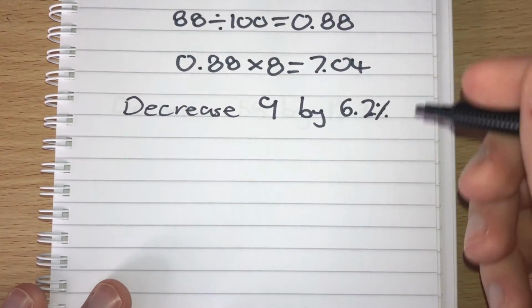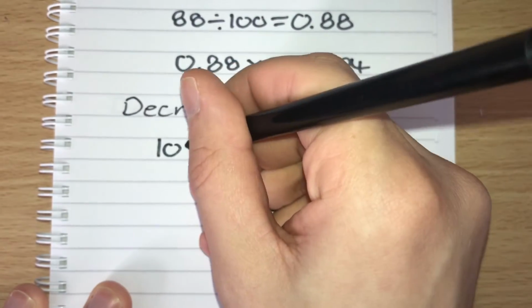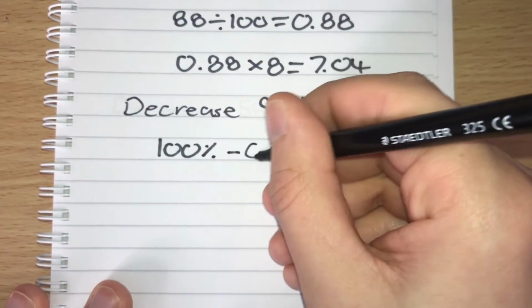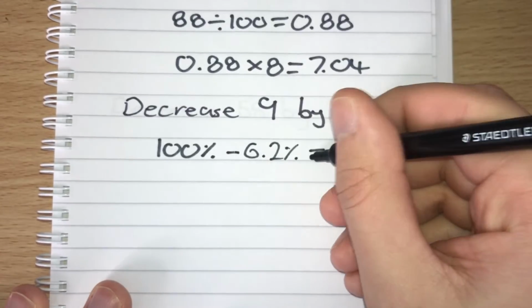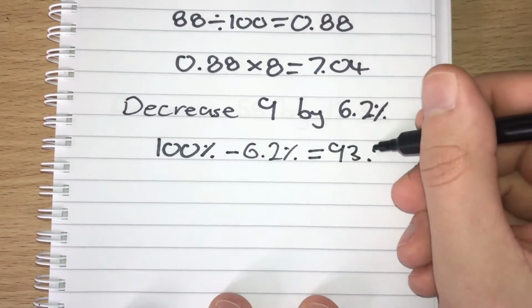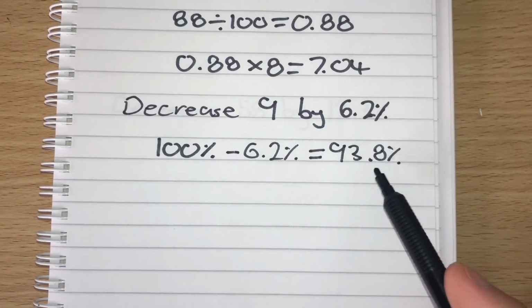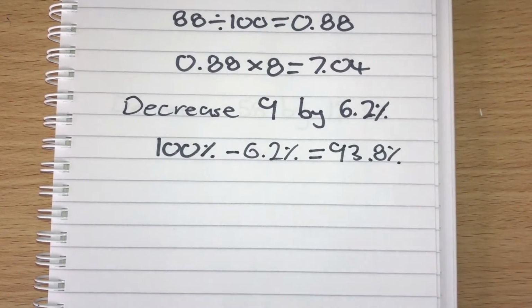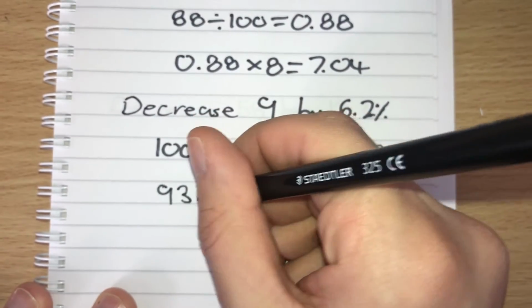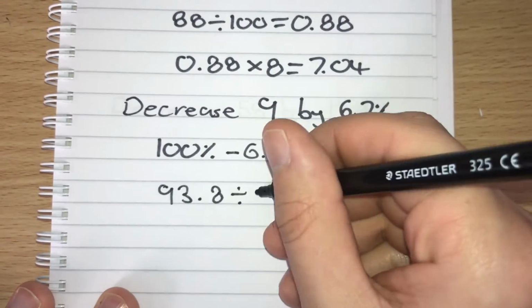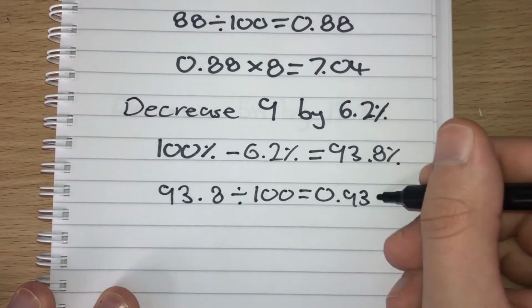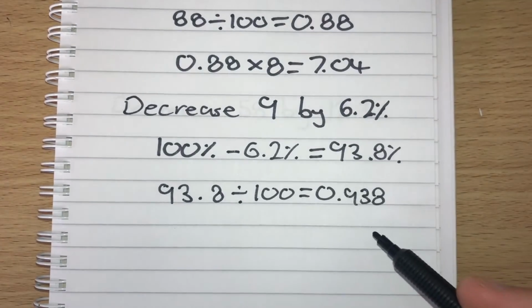Now if we look at our second question, we're asked to decrease 9 by 6.2%. Again, let's think of this 9 as 100%. And we're decreasing, so we're taking away 6.2%. If we do this, we're going to be left with 93.8%. So what we're finding is 93.8% of 9. Again, we want to divide this by 100 to find our multiplier. So 93.8 divided by 100 is going to give us 0.938. So our multiplier is 0.938.